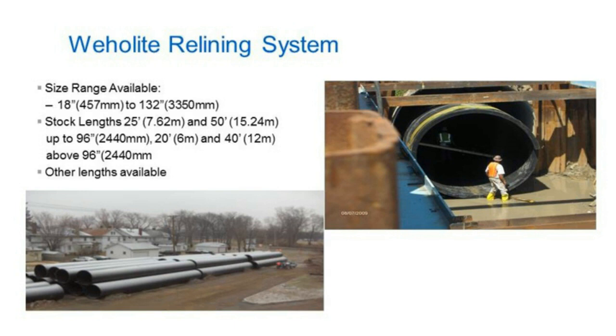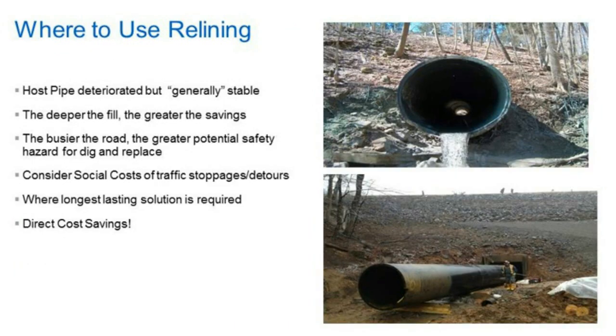When the right-of-way allows you to use the longest length possible, it can drastically reduce the installation times due to less joints. The Weholite Reline system can be used for round, oval, and odd-shaped culverts. So where should you use Reline? Well, Reline should be a consideration when the host pipe is deteriorated but generally round and stable, when the culverts are under deep fill, where busy roads cannot be detoured or closed, when a long-lasting solution is required, and when you want to provide more for your taxpayer dollars.